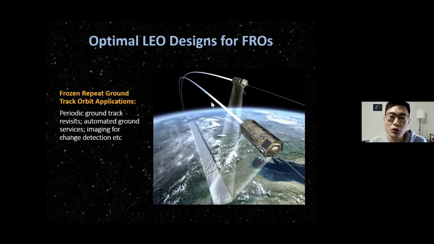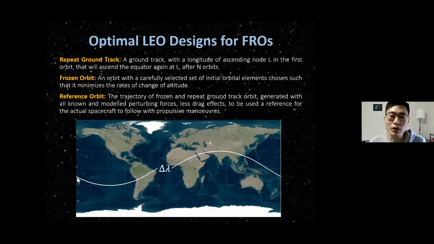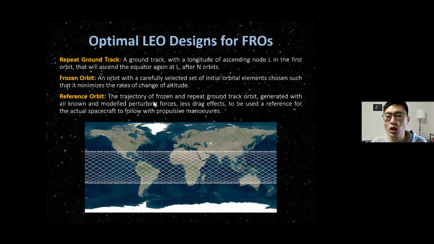A repeat ground track orbit is an orbit where you select the initial conditions for the 6 orbit elements such that the ground track is repeated. But often that is not enough. We don't just want it to follow the same XY. If you look at this 2D plot, it's like an XY plane. We also want, in the Z axis, to make sure that the satellite's vertical altitude doesn't vary too much.